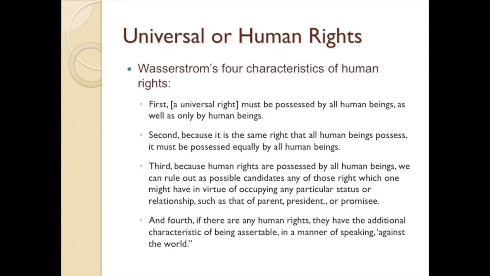Consider these four characteristics that philosopher Richard Wasserstrom has identified as distinguishing general or human rights from specific rights. First, he says, a universal right must be possessed by all human beings as well as only by human beings. Second, because it's the same right that all human beings possess, it must be possessed equally by all human beings. Third, because human rights are possessed by all human beings, we can rule out as possible candidates any of those rights which one might have in virtue of occupying any particular status or relationship, such as that of a parent, president, or promisee. And fourth, if there are any human rights, they have the additional characteristic of being assertable, in a manner of speaking, against the world.